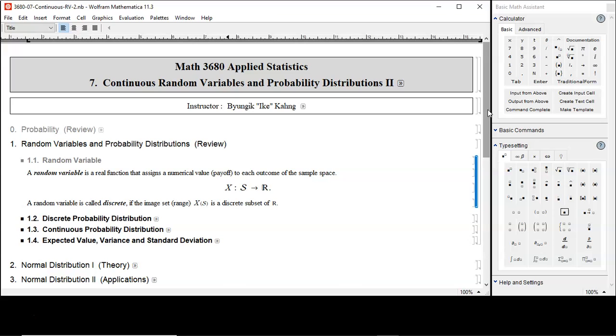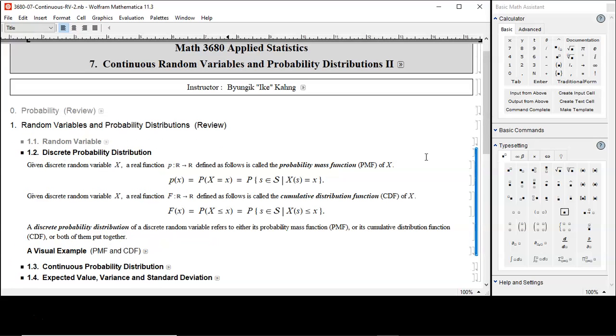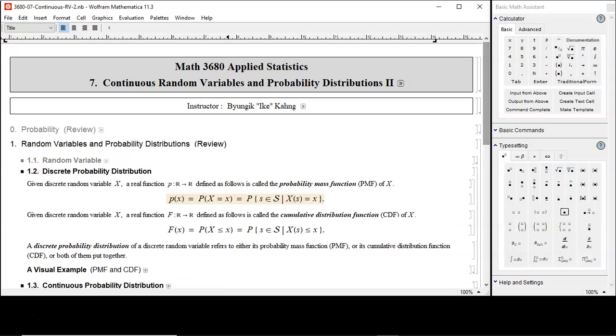If it takes only a discrete set of values, then we say the random variable is discrete, in which case we can define the probability mass function like this. And then from here, we can define the expected value, variance, standard deviation, and all kinds of things, including the CDF, the cumulative distribution function.